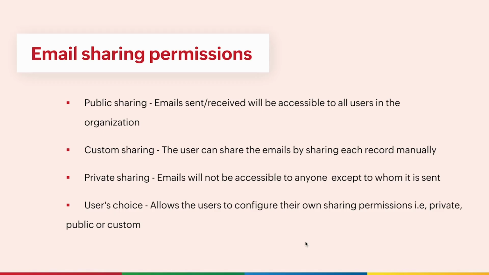Email sharing permissions. There are four types of email sharing permissions, namely private, public, custom record level, and user's choice. When you choose private sharing, only you will be able to see all your customer emails. In this scenario, the emails will not be visible to anybody else in the organization. CEOs or administrators who wish to keep their email communications private can use this sharing option.